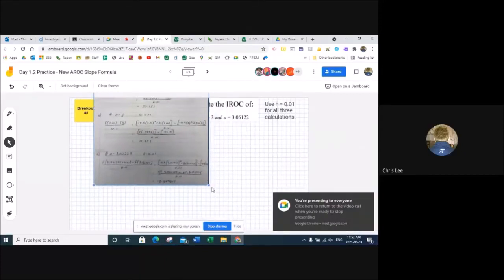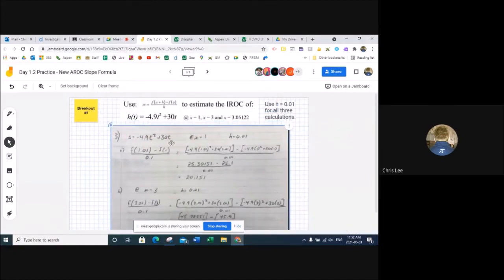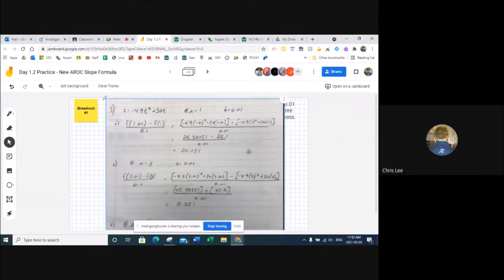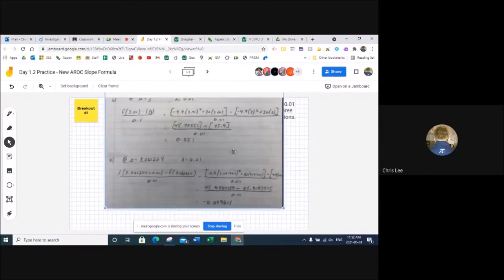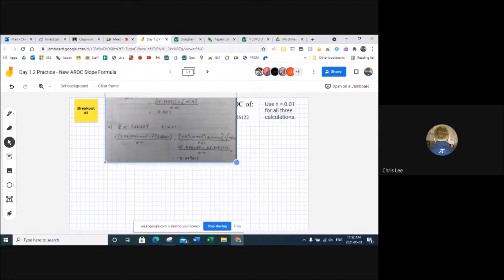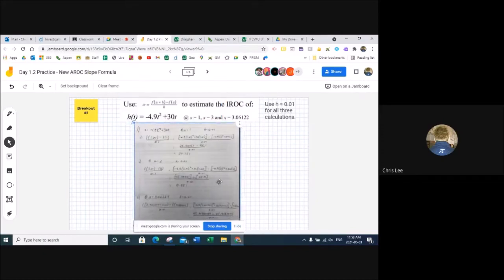So I'll just enlarge what I was saying. There is my work for the first one, and I got 20.151, and my work for the second one was 0.551, and my work for the third one got a really small number here, negative 0.04961. And so this will be at your disposal. If you need to go back and check your solutions, you can just come here and check them.